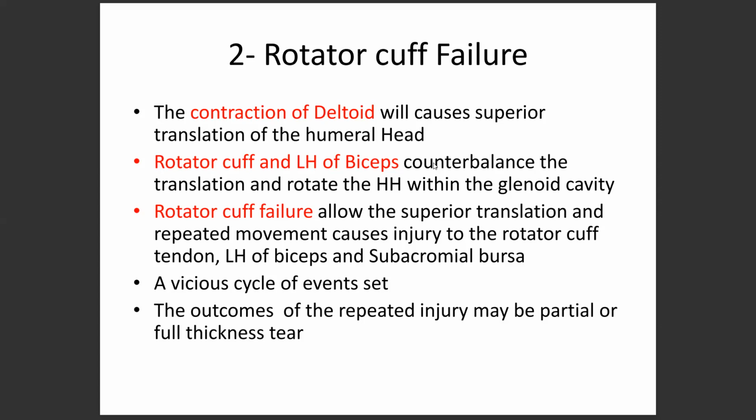So rotator cuff failure allows the superior translation. Why does it allow it? Because the counterbalance is provided by the rotator cuff. If the rotator cuff is weak, there will be no counterbalance, and there will be superior translation of the humeral head. And repeated movements cause injury to the rotator cuff tendon, the long head of the biceps, and the subacromial bursa. And it is a vicious cycle.